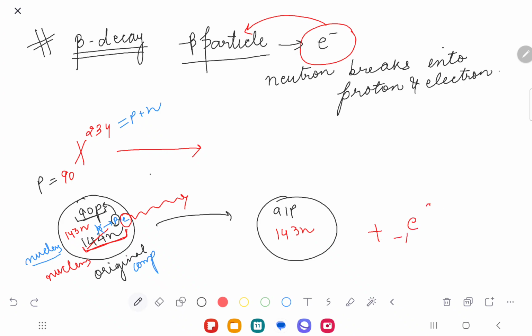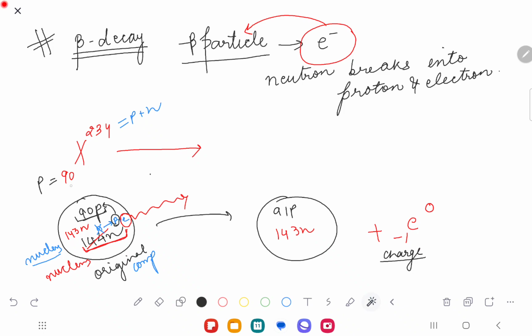So what is the mass of the electron? We consider the mass of the electron to be zero, because electron is so light that its mass generally we consider to be zero. And here we are writing -1, because here what do we write down? We here write down the atomic number, or here we write down the charge.